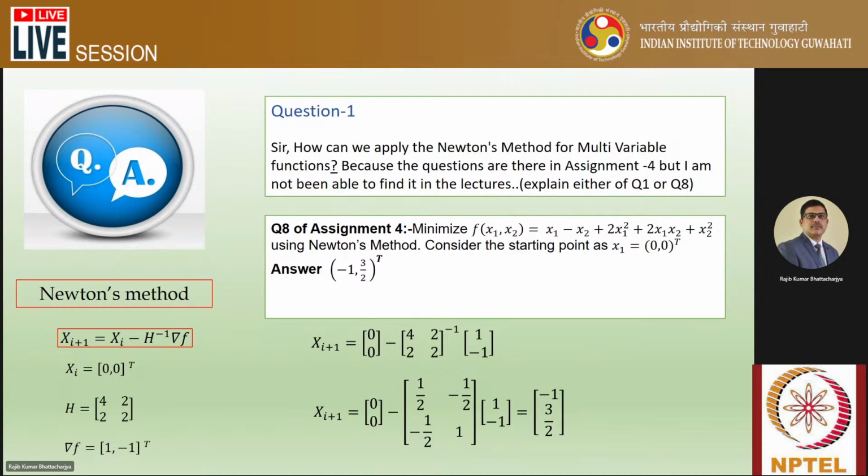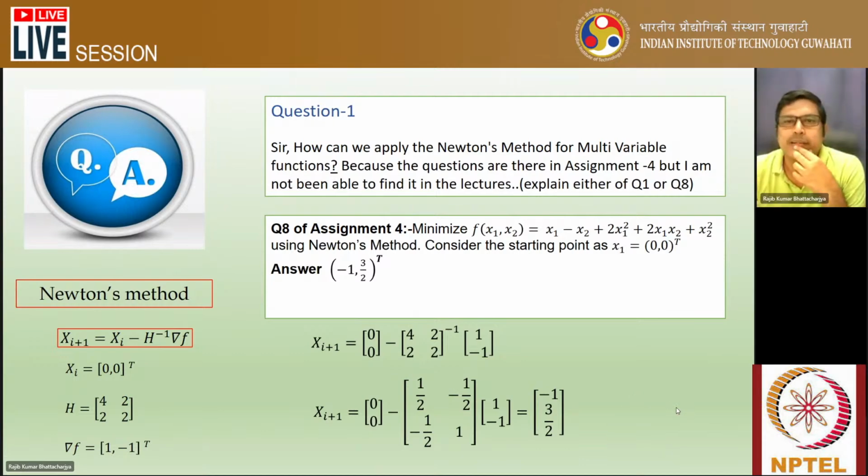Then the first question is related to Newton's method. The question is how this method can be applied for solving this problem. This problem was asked in question number 8 of assignment 4. Minimize a function of x1 and x2, and the function is x1 plus x1 minus x2 plus twice x1 square plus twice x1 x2 plus x2 square.